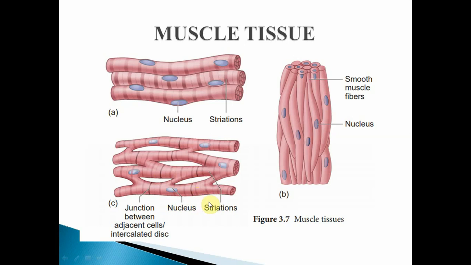But in function it is involuntary. It means we cannot control the function of these muscles. We all know that we cannot control the beating of the heart, right? So in function it is involuntary, but in look it has striation marks like the voluntary muscles, isn't it? So this is all about the three different kinds of muscles: voluntary muscles, involuntary muscles and cardiac muscles.